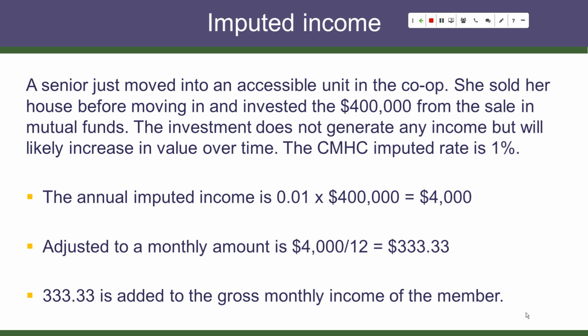Now that would have to be adjusted to a monthly amount because, of course, you're doing your calculations based on gross monthly income. So taking the $4,000 and dividing it by 12, you would get $333.33. So that would be considered as part of the gross monthly income calculation for the member.